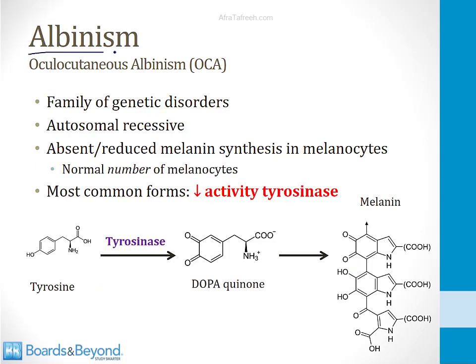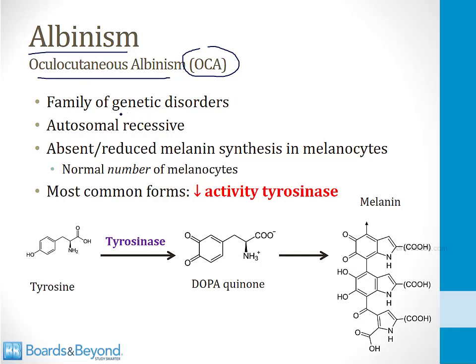Albinism is a disorder where people cannot normally synthesize melanin, so as you can imagine, these people will have unusually light skin and hair. Albinism is often called oculocutaneous albinism, or OCA, and the reason it's called this is because in addition to the skin, the eyes are also often involved.